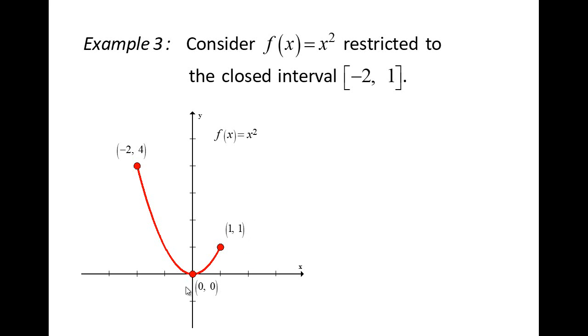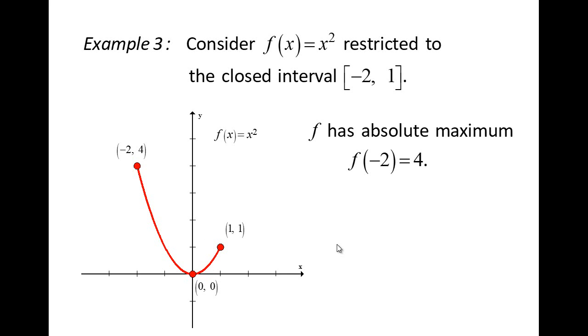And we can also say that f of 0 is the local minimum because f of 0 is the least value of f in some open interval centered at 0. So we can say that f has absolute max at f of -2, which is 4, and f has absolute minimum at 0, where f of 0 is 0.